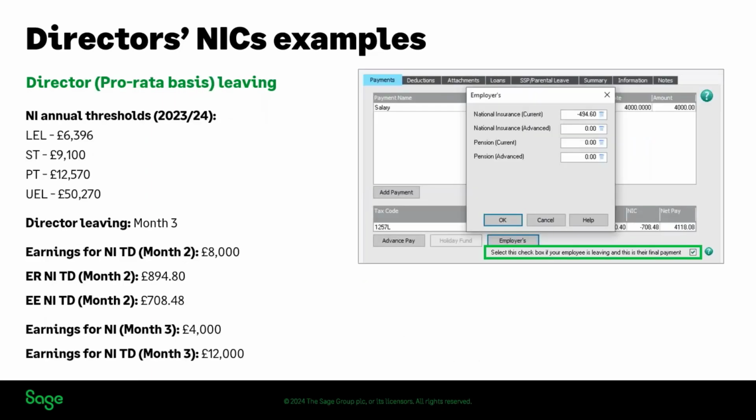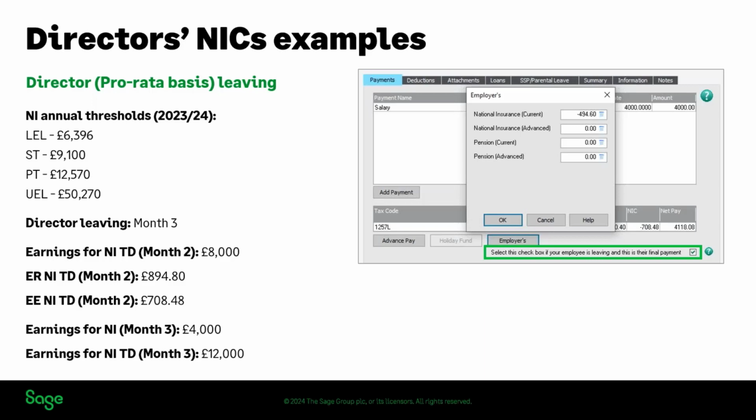Last one for you, in relation to a director who is leaving. So again, they're leaving the business, and if they're on a pro-rata basis, this would be their final payment. In these cases, you do need to select a box to say that the employee is leaving, which will trigger the recalculation of national insurance.